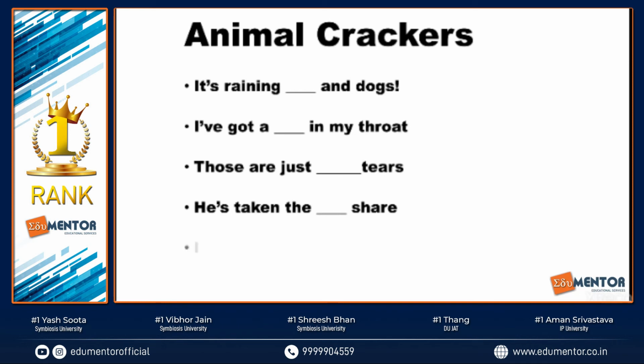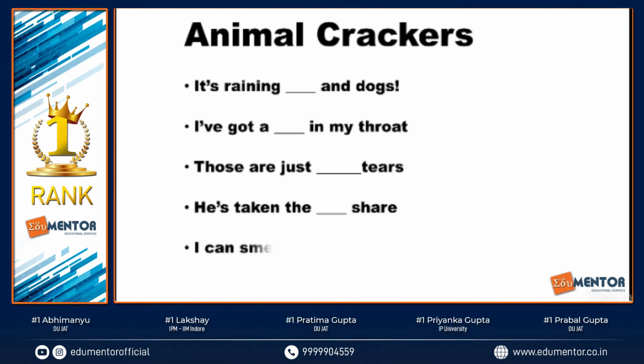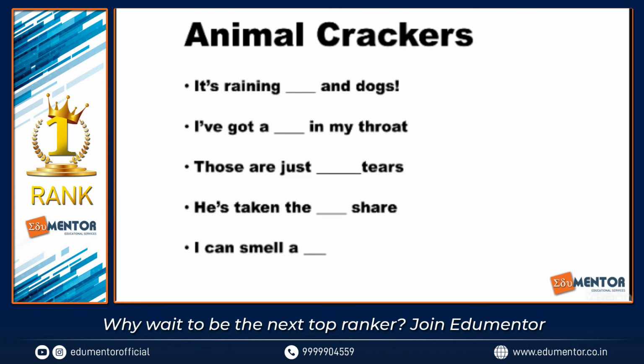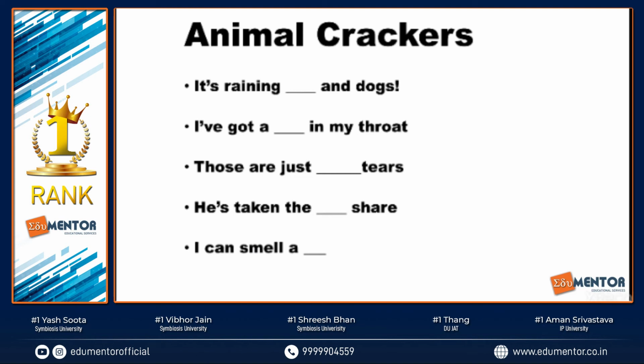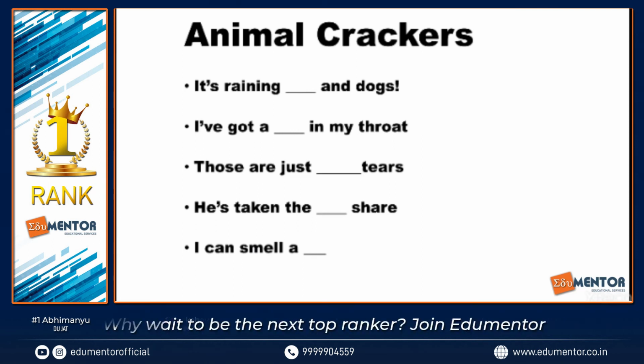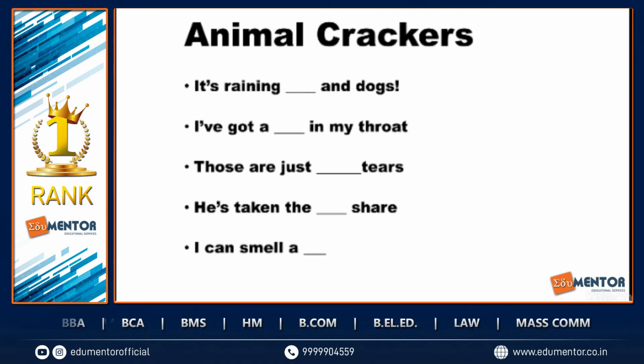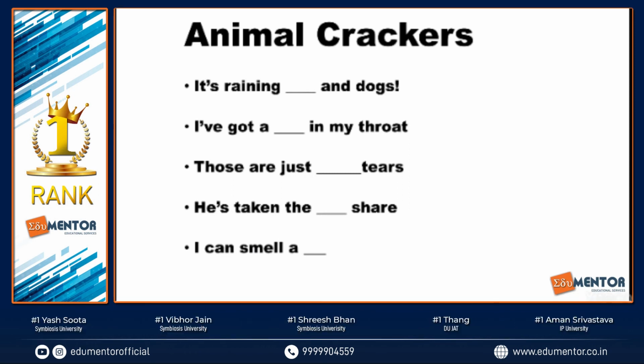The last one of the animal imagery is I can smell a rat. The meaning of the idiom I can smell a rat basically is when one is suspicious of foul play, when one is suspicious of something not happening the way it should ideally be, when one senses that something is not going right, that is when one uses the idiom, I can smell a rat. So that is the meaning of the idiom, I can smell a rat.